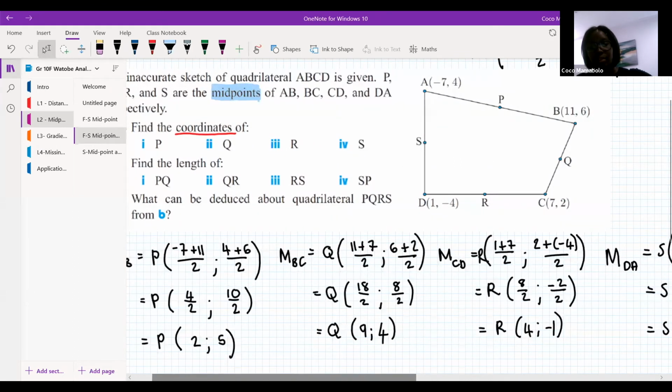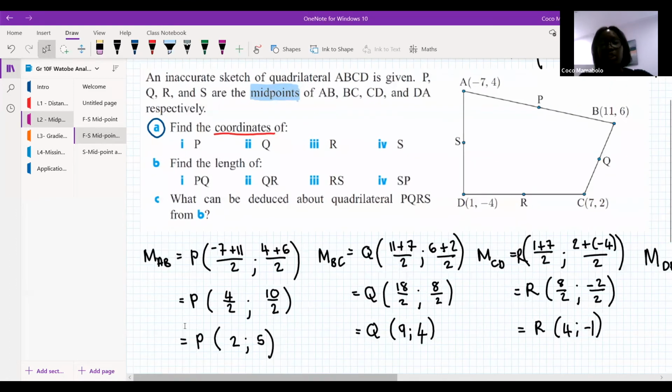Excellent. Nati got 3. I hope you know where you didn't quite get it. Nati, just have a look at how we've done these and make sure you're checking yourself. Make sure we don't make that kind of mistake again. Okay, awesome. I think this was pretty standard. All right, so let's look at question B. Right, now question B says, find the length of PQ, QR, RS, and SP.